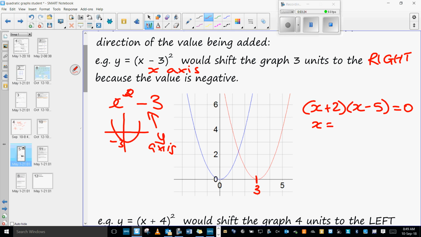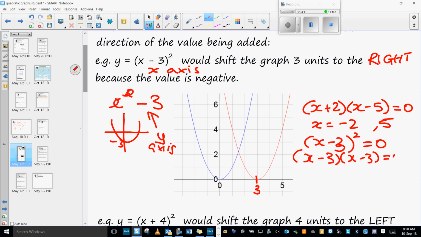Negative 2 and positive 5. Remember, they're the opposites. If we had x minus 3 squared equals 0, we know that means we've got two brackets the same, but the principle is the same. It would cross the x-axis at positive 3. And that's why here it will not cross, it will touch the x-axis at positive 3. So it's going the opposite direction than you might think.